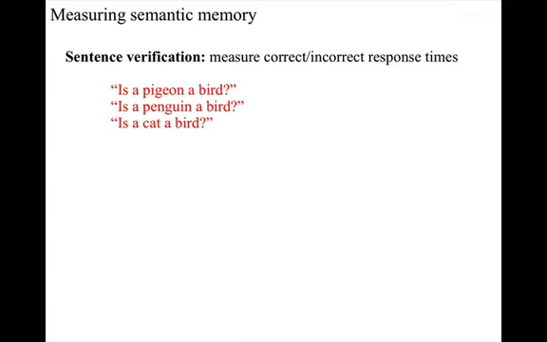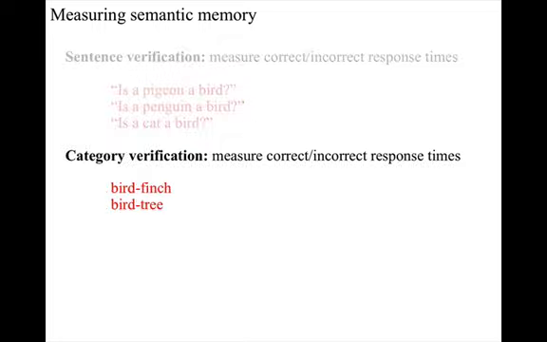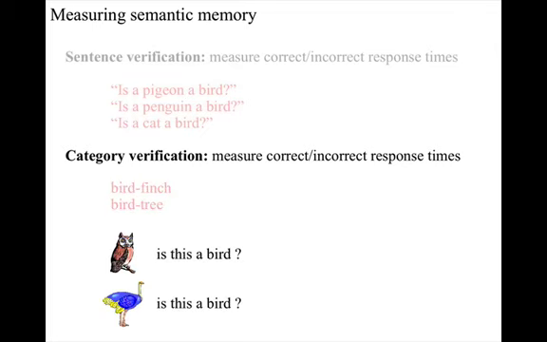For example, in sentence verification experiments, subjects are asked to respond yes or no to a sentence asking if an object belongs to a particular category, and the time they take is measured. Category verification is very similar. It just cuts the sentence back to an object-category word pair. Category verification can also involve pairing of visual objects with category names.